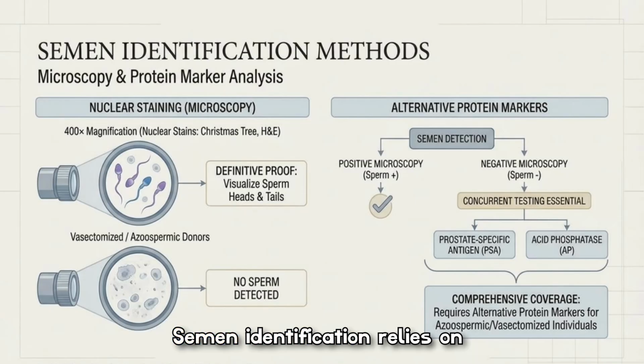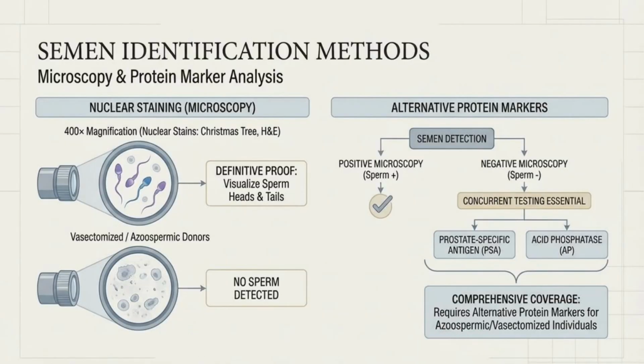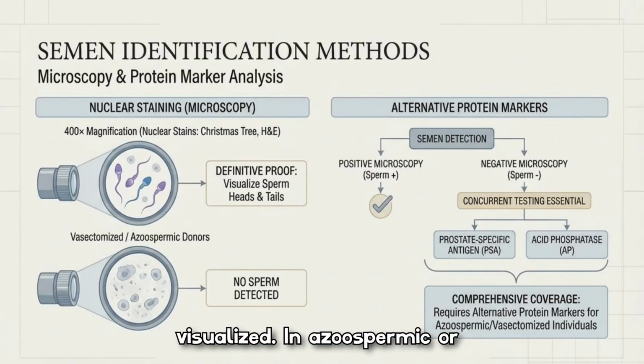Semen identification relies on microscopy and alternative protein markers, with nuclear staining under high magnification providing definitive proof when sperm heads and tails are visualized. In azoospermic or vasectomized donors, microscopy may be negative, so concurrent protein markers like PSA or seminodulins are essential to achieve comprehensive coverage and avoid missed identifications.